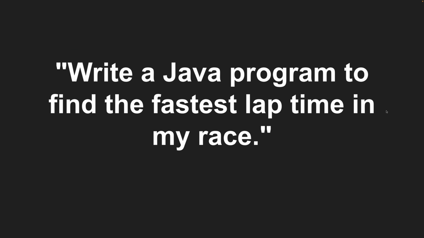Here's another scenario. Write a Java program to find the fastest lap time in my race. So I'm assuming that I'm going to give it an array of decimal values, because each lap has decimal values, and I'm going to go through that list or array and check to see if they're bigger than or smaller than the previous one. If they're smaller than the previous fastest lap time, then I know that they're gradually getting faster, and as a result, I'm going to eventually find the fastest lap time. If the first one is the fastest, I go through the whole list, and it'll still be the first one.